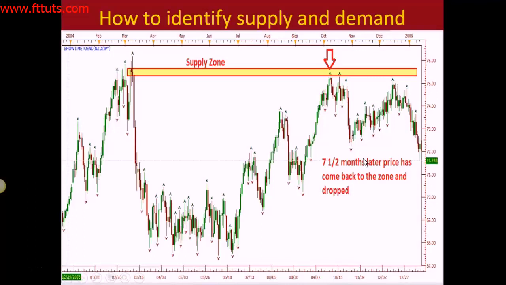You're going to use your higher time frames to have higher probability trades, which are going to be more reliable with the higher time frame.